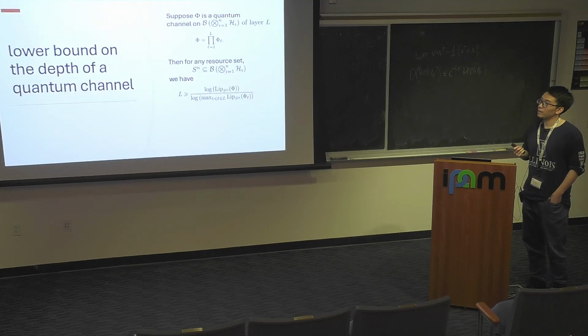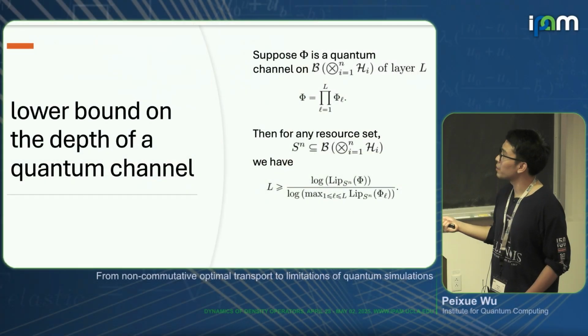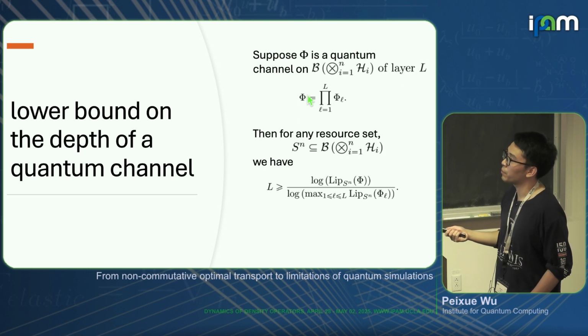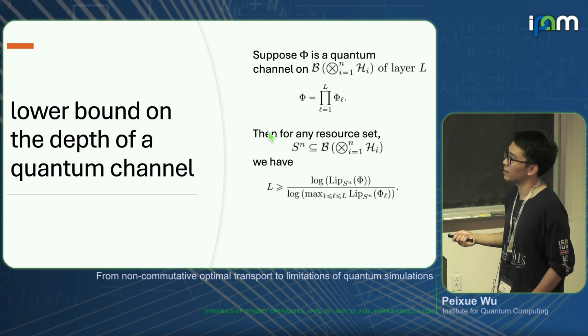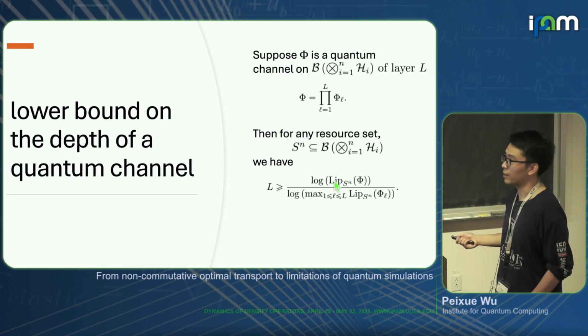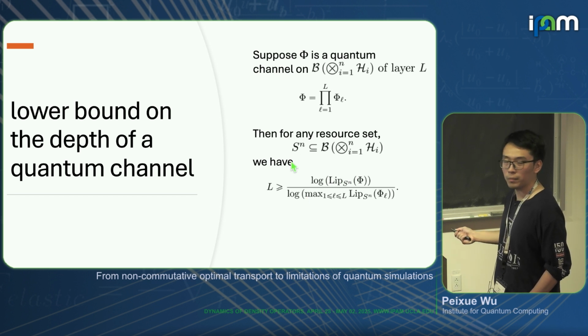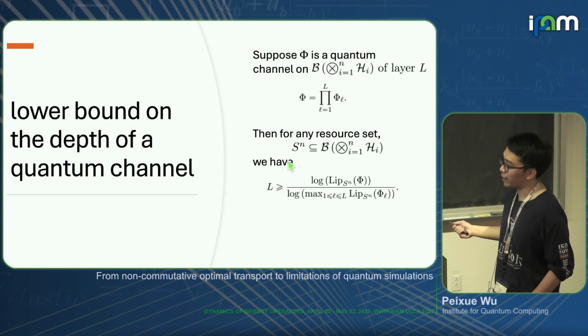10 minutes, okay. And I want to talk about how to get a lower bound on the depth of a quantum channel. Remember, we introduced two quantities. The first quantity we applied to Lindbladians, and the second we talk about the depth of quantum channels. Our general principle is that if your channel is given by a product, or layers of channels, then we choose any resource set S. L is lower bounded by the log of the Lipschitz constant of phi divided by the log of the Lipschitz constant of the component subparts. If you remember, this term is log of 2k. And this term, we just want to see whether it scales with n or exponentially, but we don't know whether this one can give you a linear in n lower bound.